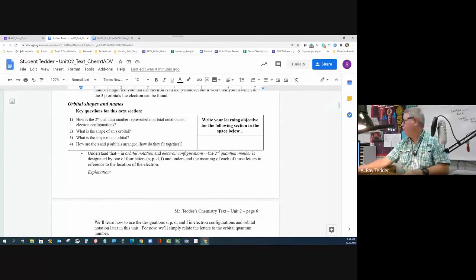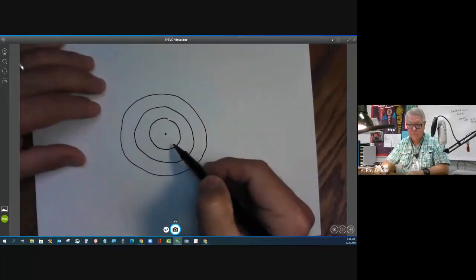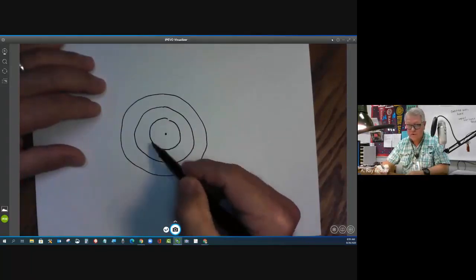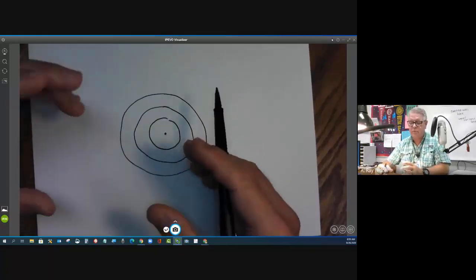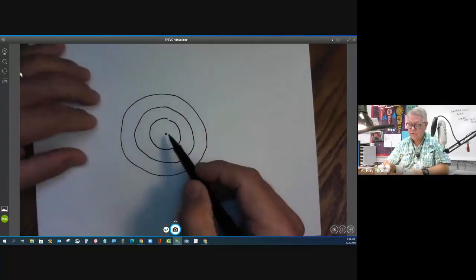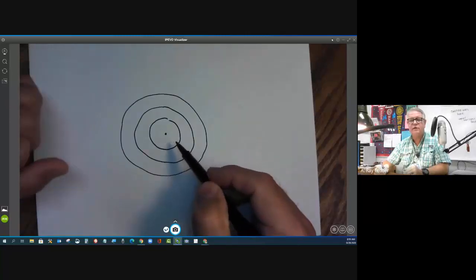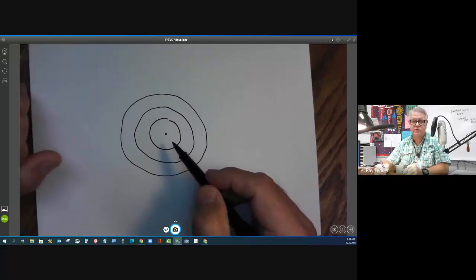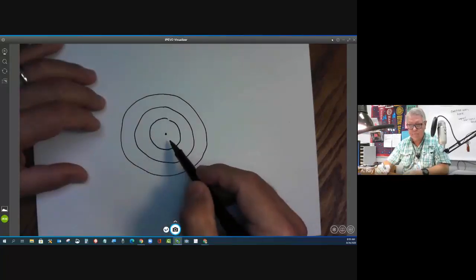So within these primary levels here, you have orbitals. So this is the primary level, and within that you have orbitals and sublevels. So the orbitals, there's different kinds of orbitals in each sublevel, okay? So in this first primary level, there is only an S sublevel, and it has this spherical shape, okay?